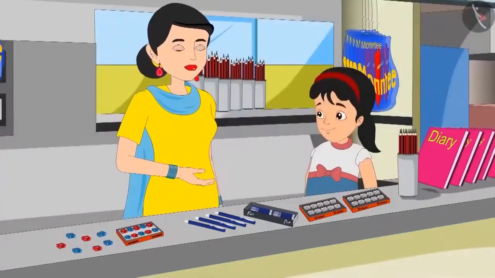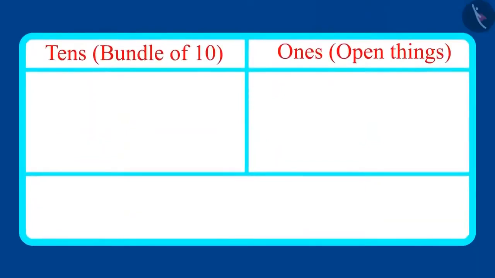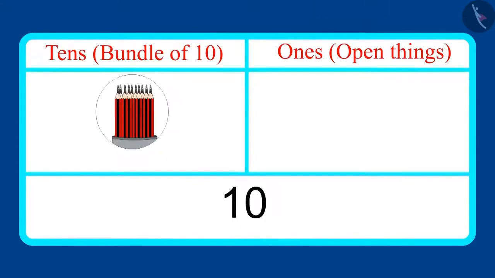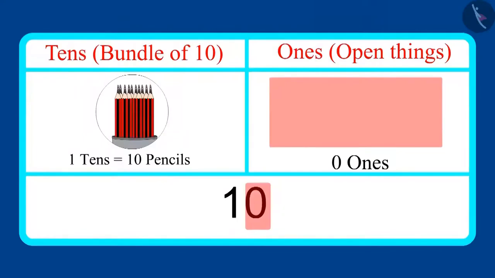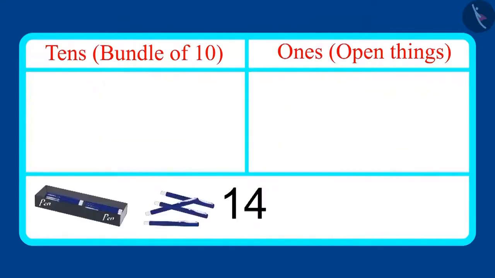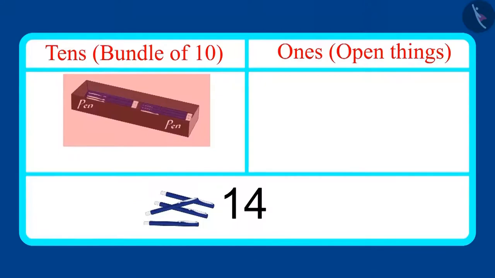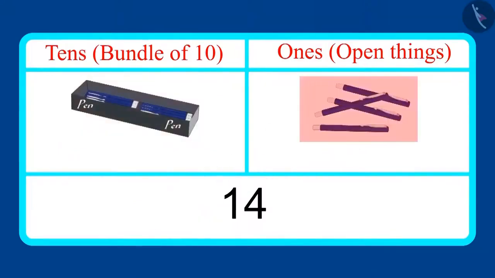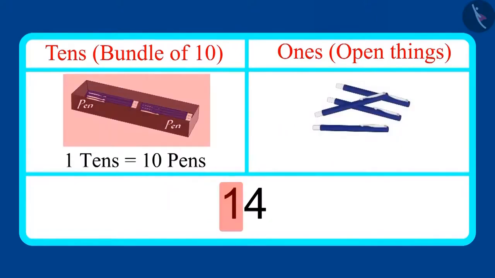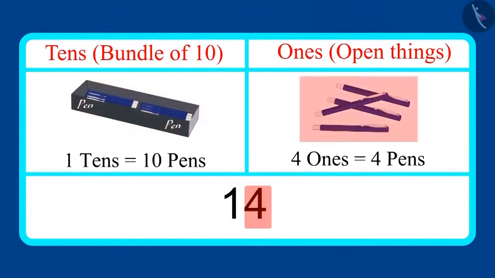Very good, Pinky. Thank you. Come on, children. Let us now write these numbers in the form of 10s and 1s. First of all, let's look at the number of pencils, which is 10. This means it has 1 ten and 0 ones. Now, let's look at the number of pens, which is 14. Now, can you tell me how many 10s and 1s are there in it? Come on, let's see. This is one bundle of 10 pens and 4 more pens. That means it has 1 ten and 4 ones.